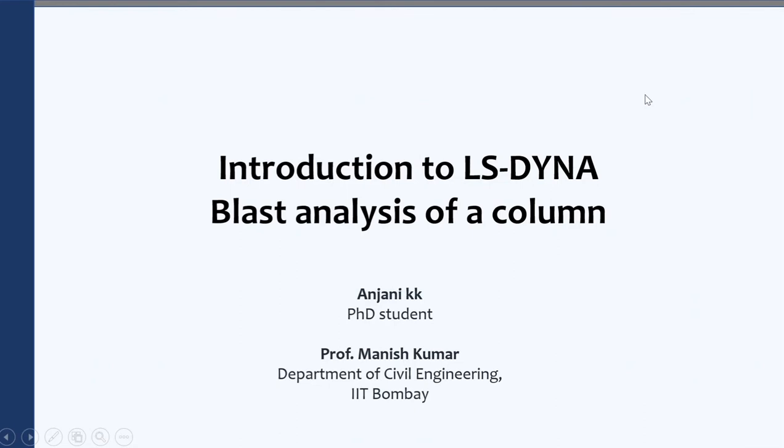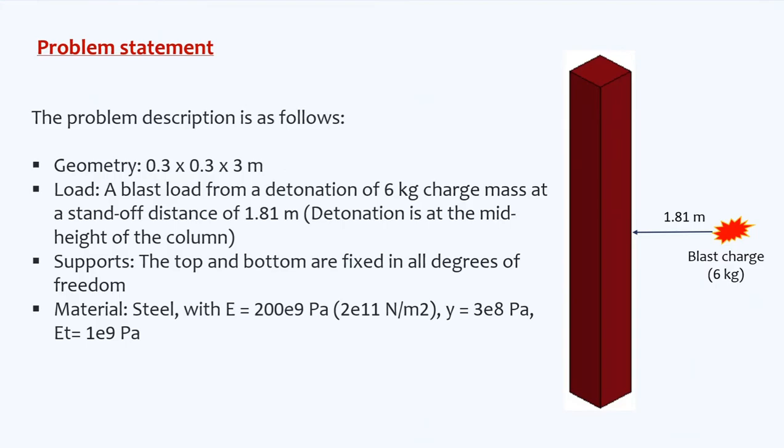Today we'll discuss blast analysis of a column, and the problem statement is we have a column of 3-meter height, which has a cross section of 300 mm length and 300 mm width, and then 3 meter of height.